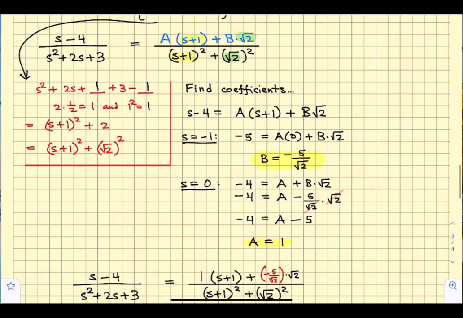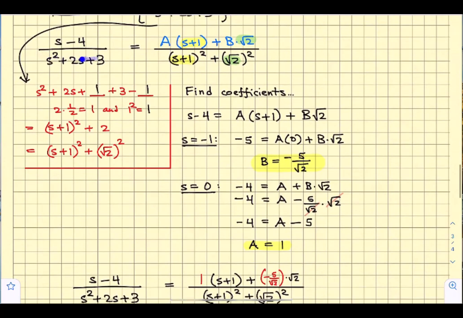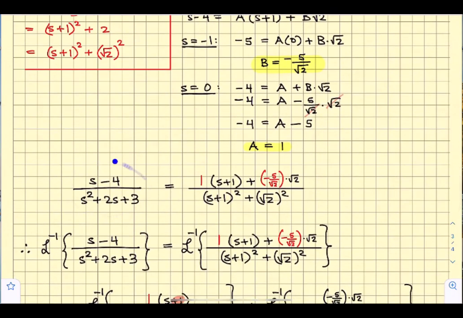We'll find the coefficients using our standard technique. We'll multiply through by the common denominator. We get an s minus 4. Over here we get an a times s plus 1 plus b square root of 2. We'll make the choice of s equals minus 1. We'll find b. We'll make the choice of s equals 0. We'll find a. And so that says that this original rational function can be rewritten in this much more table-friendly form like this. And now we're ready to inverse Laplace transform the pieces.